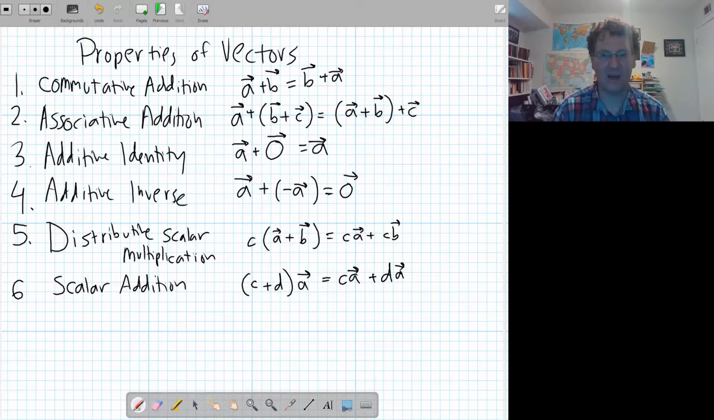And we always have to be careful about putting an arrow over top of your vectors to distinguish them from scalars. Let's see, 7, the associative, that scalar multiplication is associative.